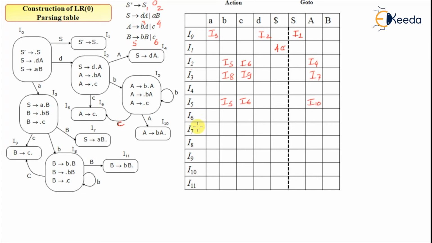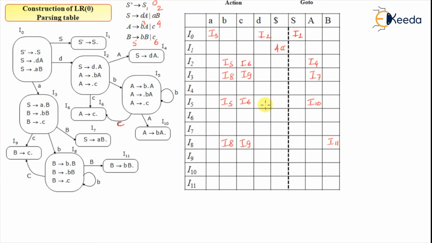I6 is a reduced state, will come later. I7 is also a reduced state, I'll come back here. I8 on input capital B goes to I11. On input small b, I8 loops on itself. And on input small c, it goes to the state I9. Then I9, I10 and I11 are reduced states.